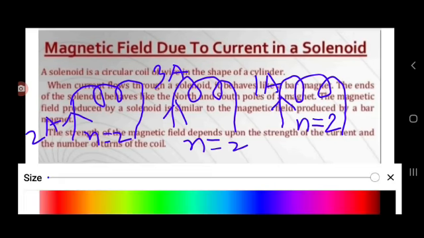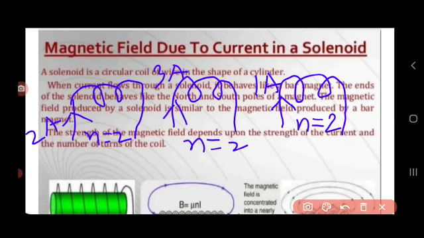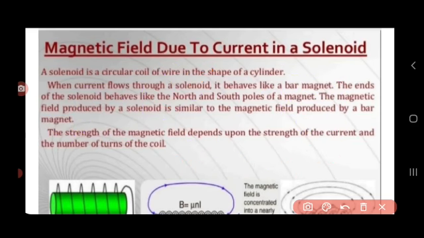So today we dealt with the magnetic field pattern of a straight conductor carrying current, magnetic field pattern of a circular coil carrying current, right hand thumb rule, clock rule, solenoid, magnetic field pattern of a solenoid, and how the strength of a solenoid is increased.